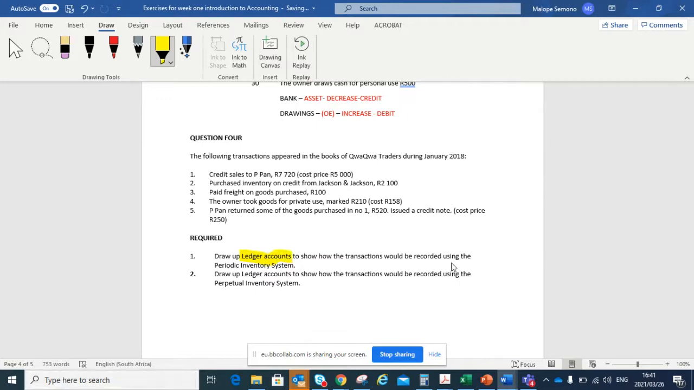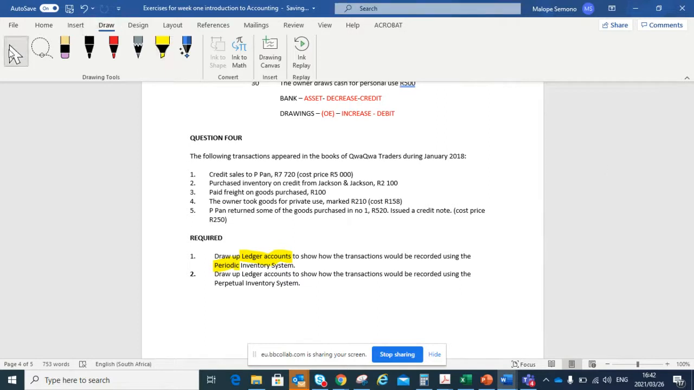They say recording using periodic. They don't know that you and I know perpetual and periodic. Can you see what they did? They just made a mistake. They only want us to show periodic on number 1. But now I can see what they're trying to do. Number 2, they say you must do the same thing, but show it under perpetual. Don't worry, you and I know what's going on here.